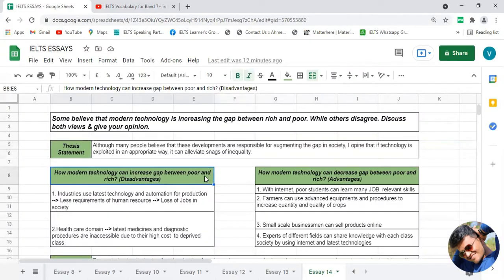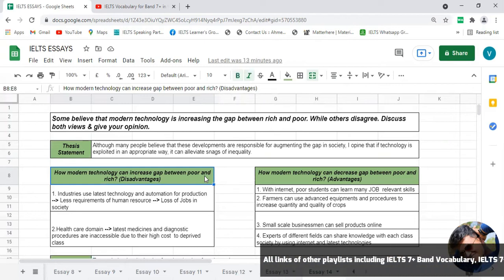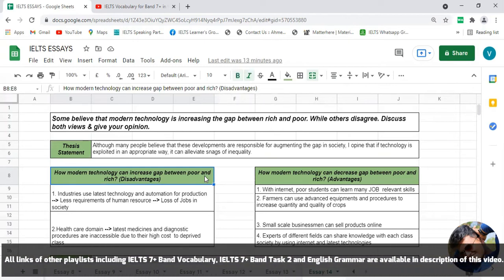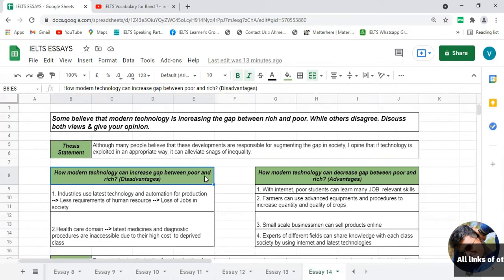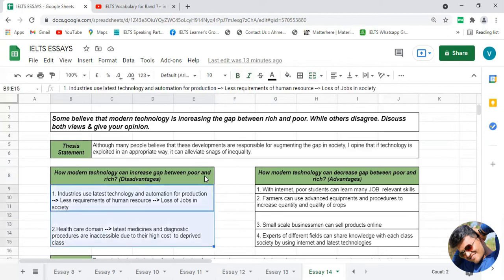Now it's time to discuss body paragraph number 1, in which we are going to discuss the first view of this statement, in which some people believe that modern technology can increase the gap between rich and poor. It means basically we need to describe the disadvantages of this modern technology on society, on increasing the gap between poor and rich. Okay, so I have written down here two broad points. So without wasting any time, let's start discussing body paragraph number 1.